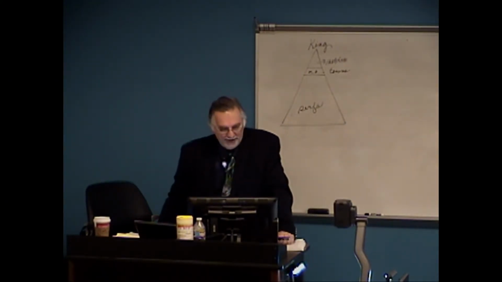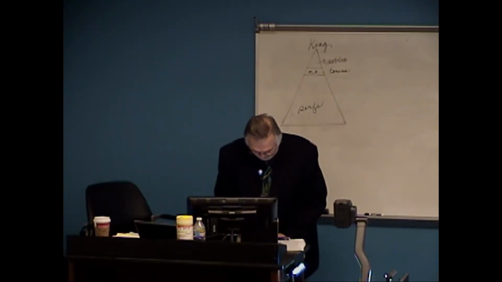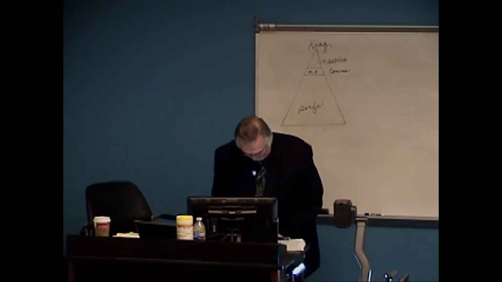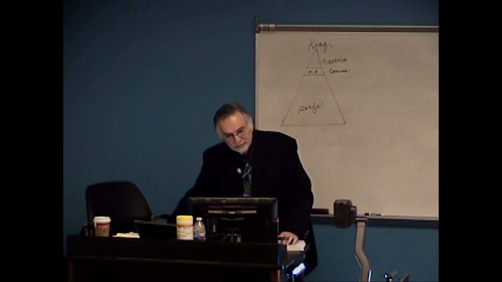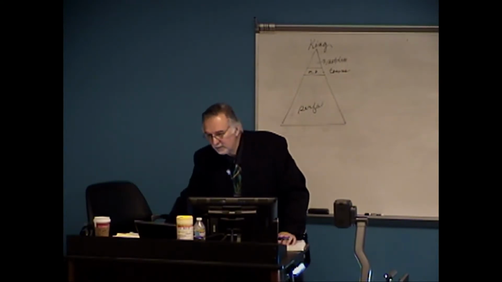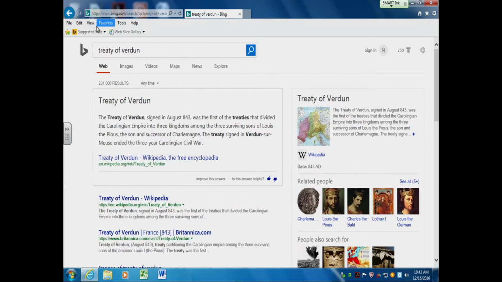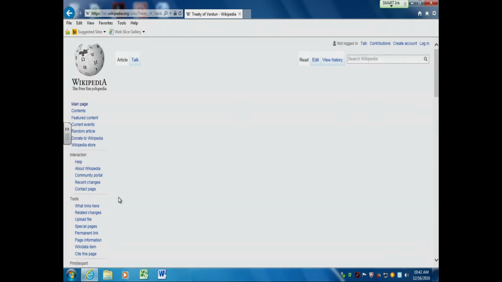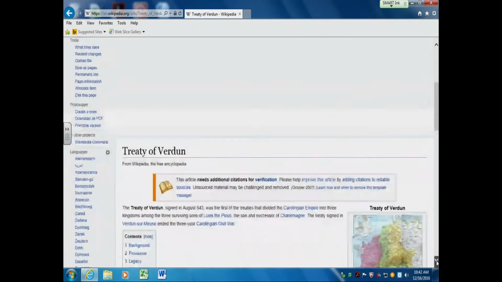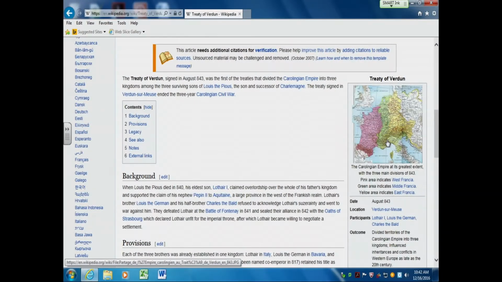Charlemagne had that great empire, but by 888 it had fallen apart. Charlemagne, upon his death, and he didn't die of old age.